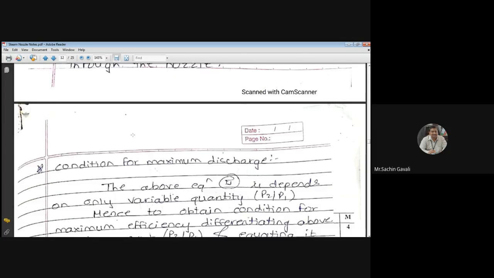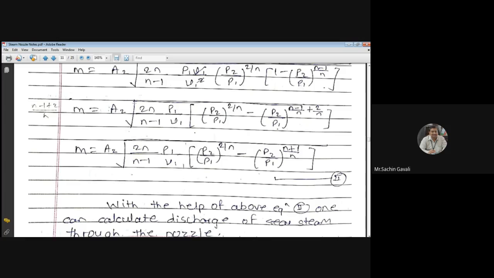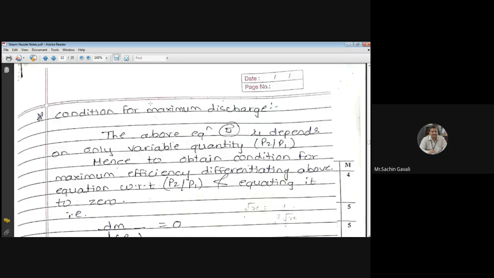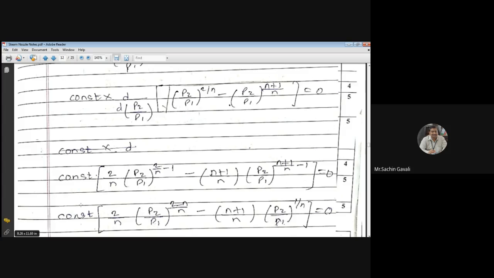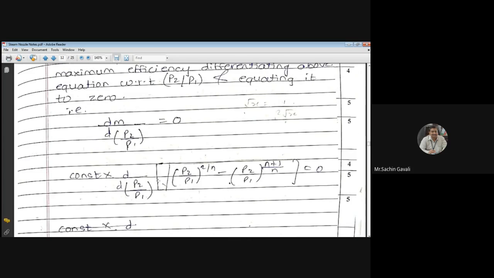Anything there is a square, it's 2n upon n minus 1 p1 v1, it will be acting as a constant. Therefore, write down constant into... why? Because this constant is equal to 0. Therefore, this constant divided, 0 divided by constant, we are getting value 0. Okay, therefore we are writing a constant into d of this differential equation.